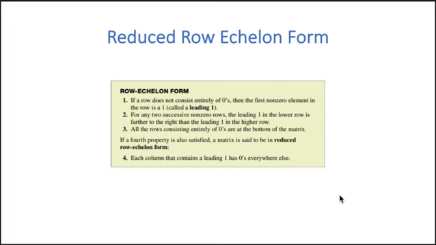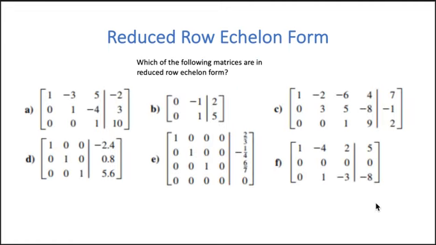And then there's one property that must be satisfied for a matrix to be in what is called reduced row echelon form. And that's where each column that contains a leading 1 has zeros everywhere else. That seems really confusing. It's easier if we look at an example.